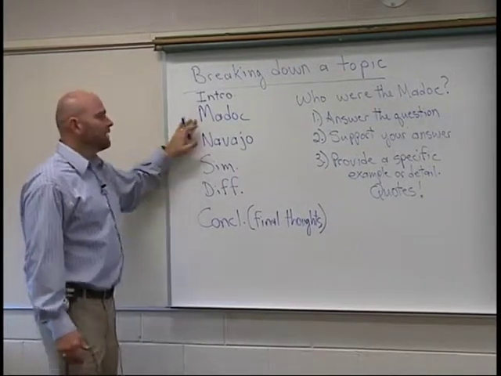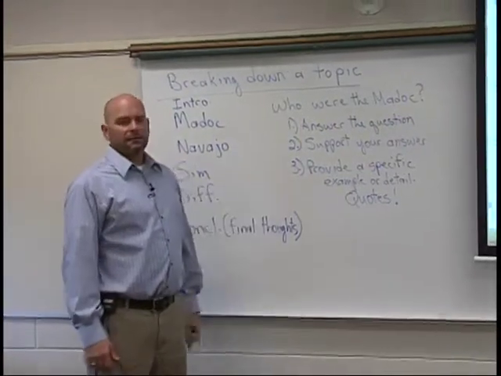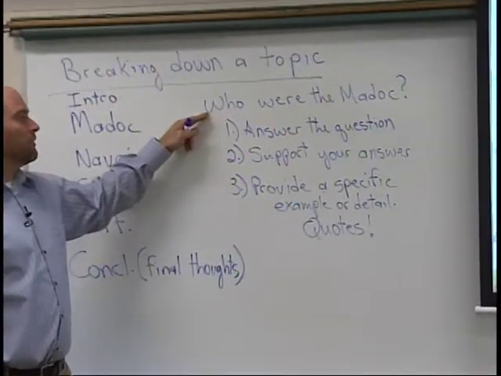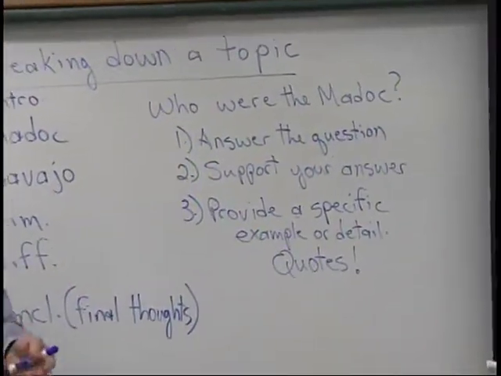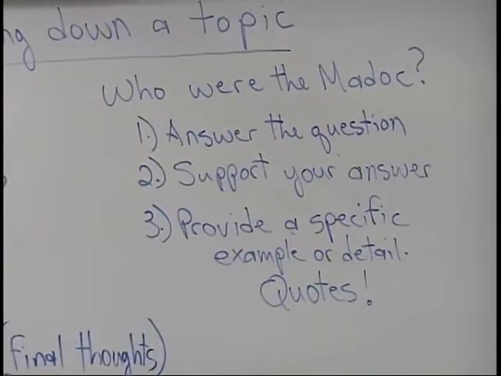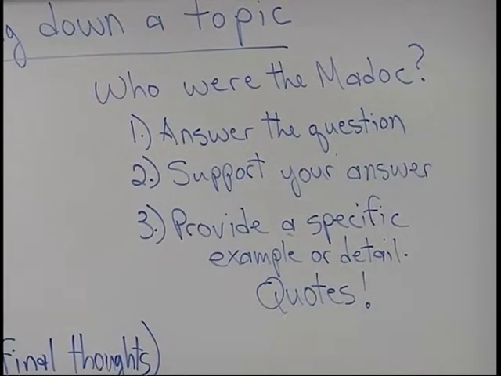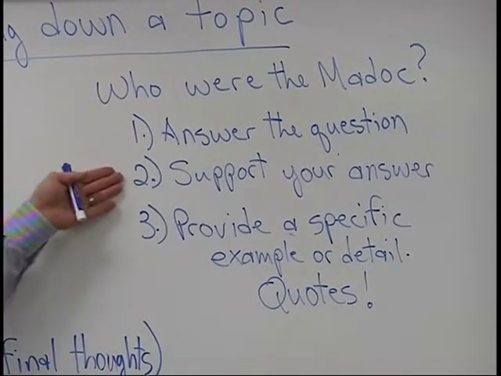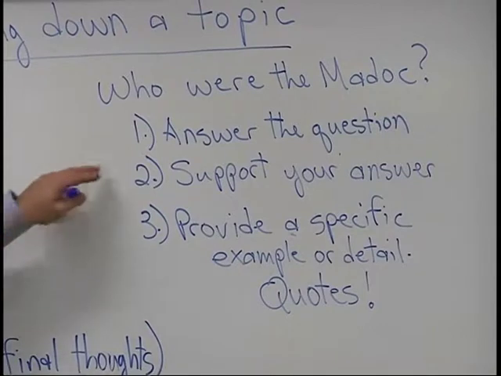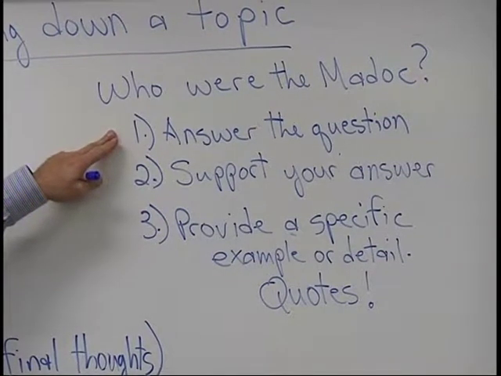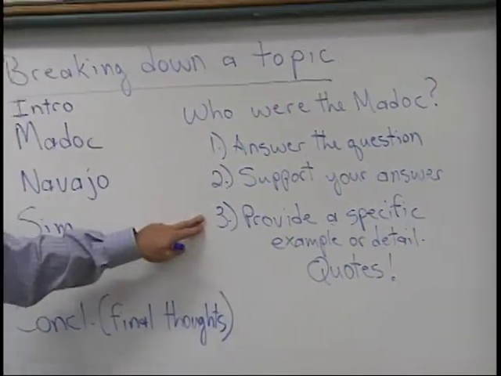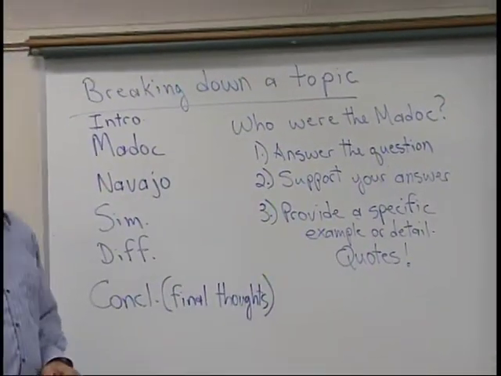For example, the Madoc. Who were the Madoc? Three simple steps. Answer the question. Who were the Madoc? So look at your notes, look at your handouts, look at whatever the teacher gave you, and answer the question. The Madoc Indians were a people that were a tribe, whatever it may be. Give the details that you need to do. The second point, support your answer. If I just answered who the Madoc were, now I want to give a little more background information about them. The final thing is provide a specific example or detail.